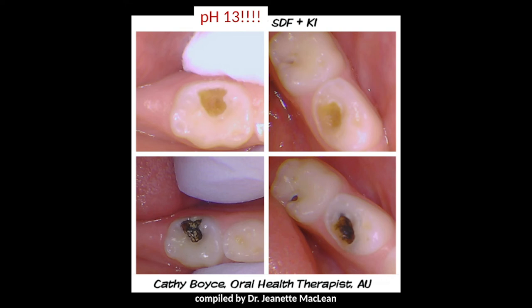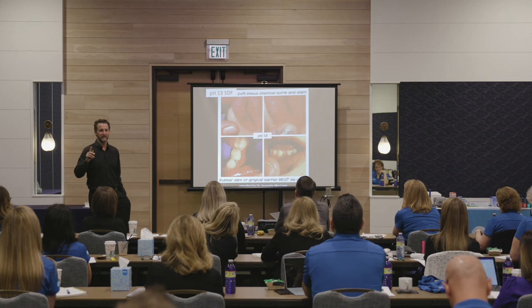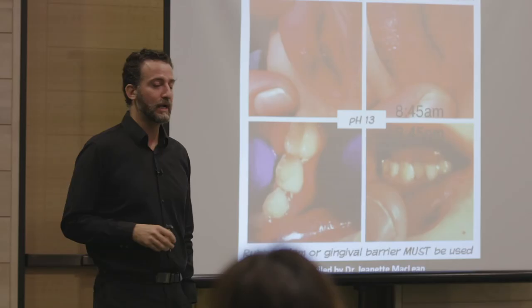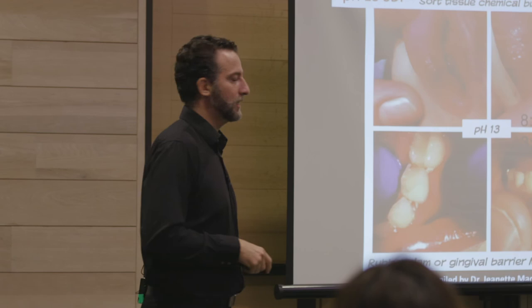Also, I'm not going to name names, but there is a product that is pH 13. Most silver fluoride products in the world are pH 10. Neutral is 7, so pH 10 is like pH 4 in acidity, and pH 13 is like pH 1 in acidity and basicity. So this is like the opposite of battery acid. This is like what you would use to clean out your drains. It is extremely basic and therefore not safe to apply to the gums, mucosa, or lips.